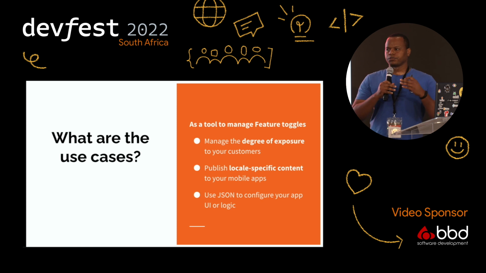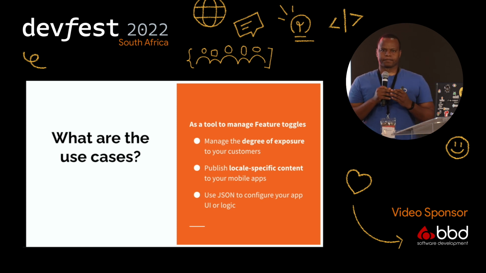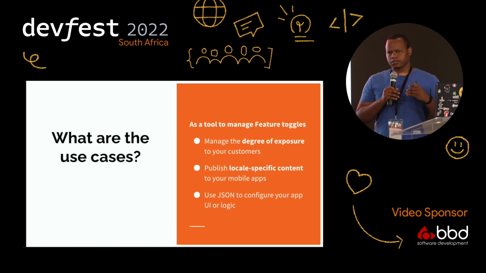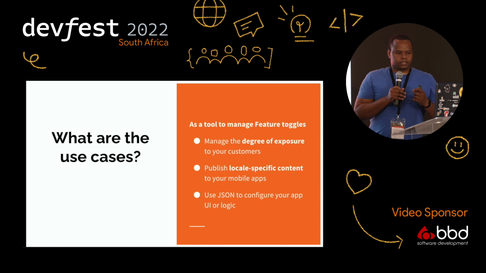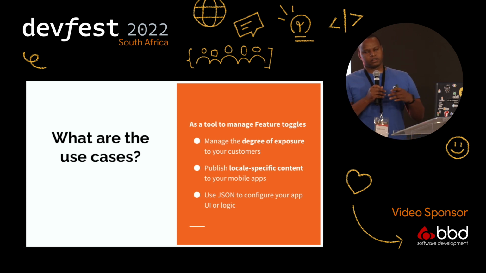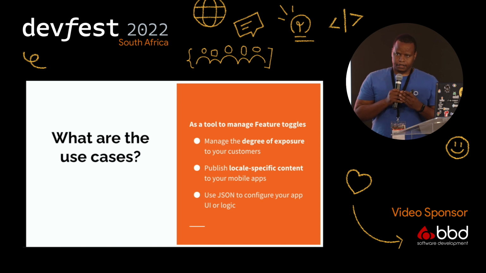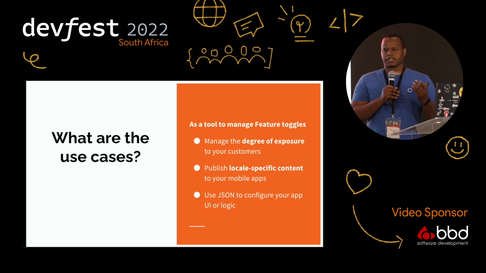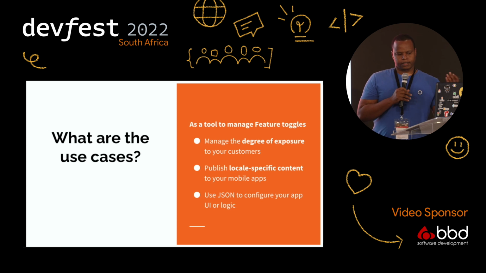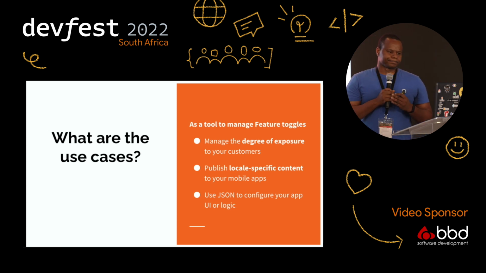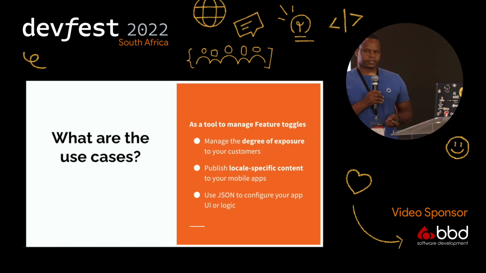So if you've got a new feature that you've built and you're not sure about the quality of your feature, you can roll it out gradually to your customers until you're pretty certain that your feature is stable. You can also publish locale specific content. So if you have messages, copy, text, or images that you want to have shown differently in different countries, you can use Firebase to do this. You can also use JSON to basically just configure your UI or your logic.